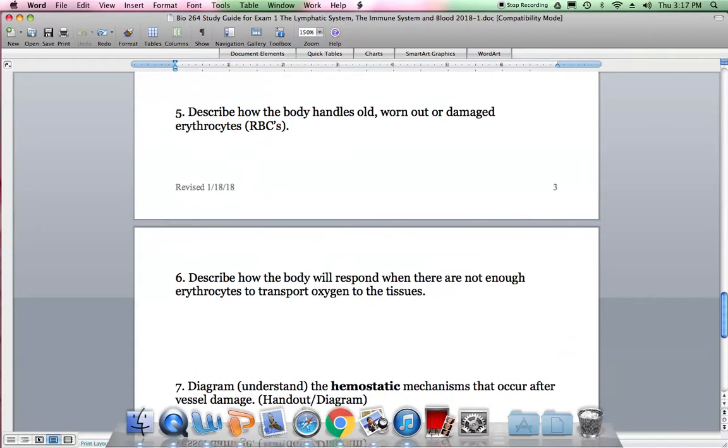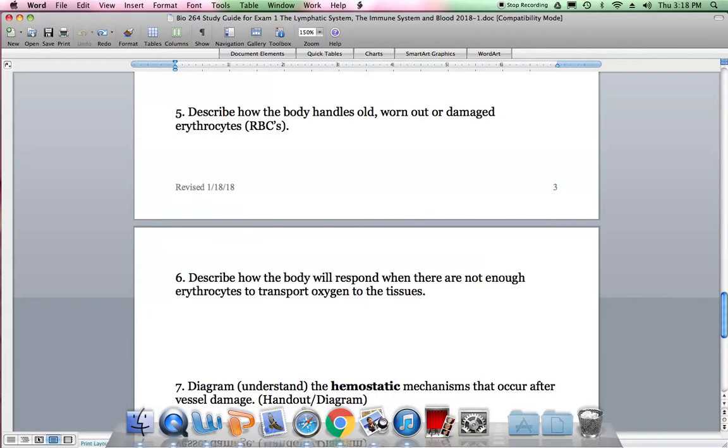When the body doesn't have enough erythrocytes to transport oxygen to the tissues, this is called anemia, and there are several different types of anemia. But what will happen when the body doesn't have enough erythrocytes to transport oxygen to the tissues? It's going to stimulate the tissues in the kidney that make erythropoietin, and that's going to then, of course, go to the bone marrow to increase production of red blood cells.